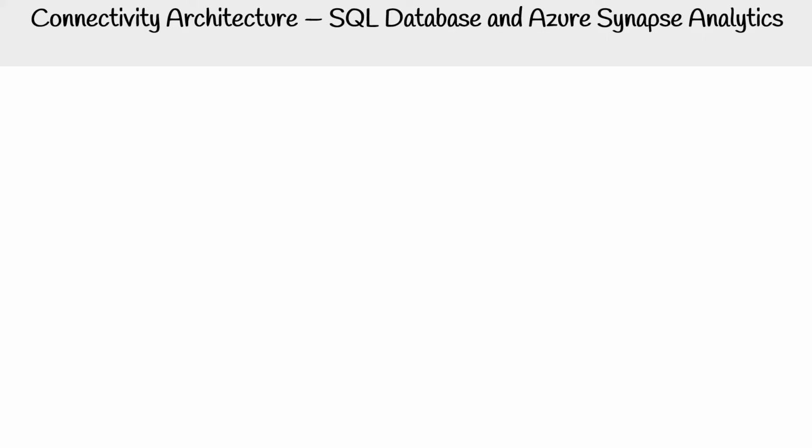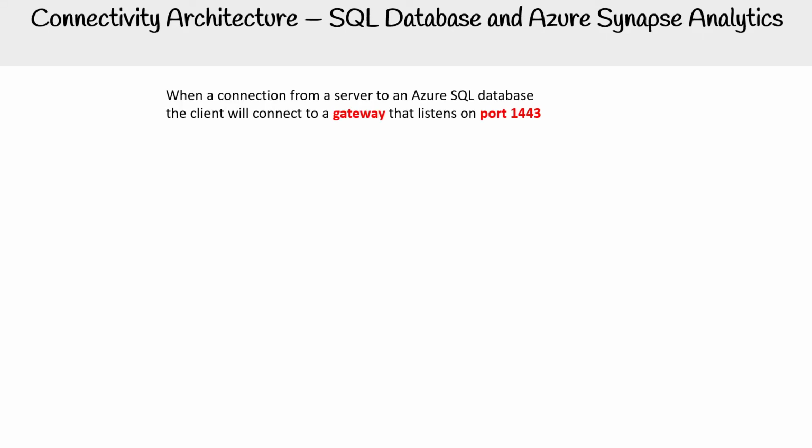Let's talk about connectivity architecture. So when connecting from a server to an Azure SQL database, the client will connect to a gateway that listens on port 1443. And I want you to remember that port number because it's an important port number that might show up on your exam, okay?